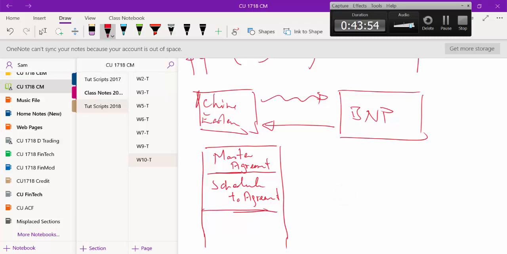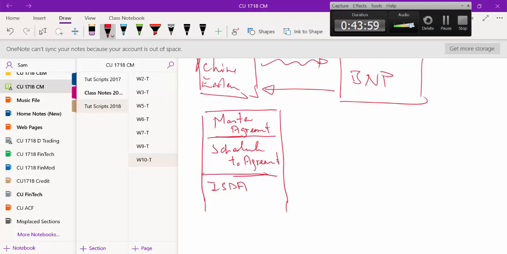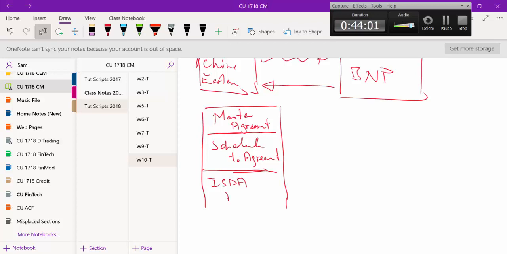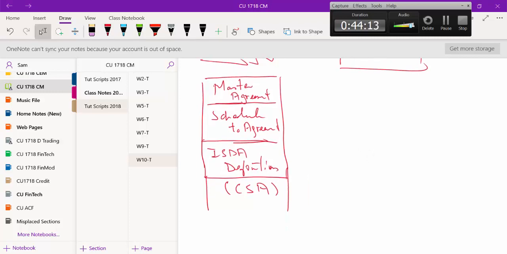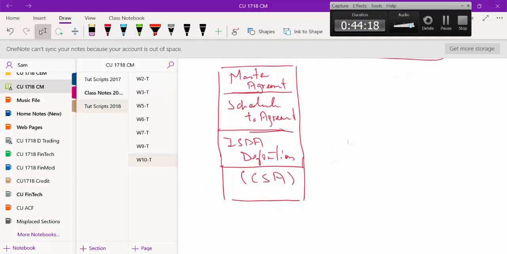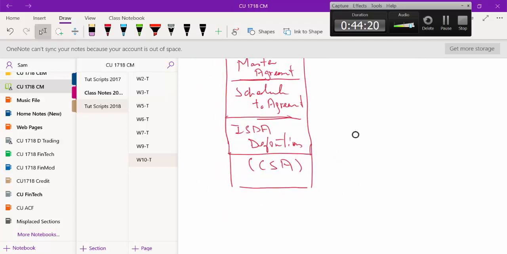there is the definitions. Now I'll show you what these look like. Just bear with me for a moment. There is the definitions. There may well be a CSA. This is optional, but nowadays many people will do it. And then you will have the interest rate swap confirmation.